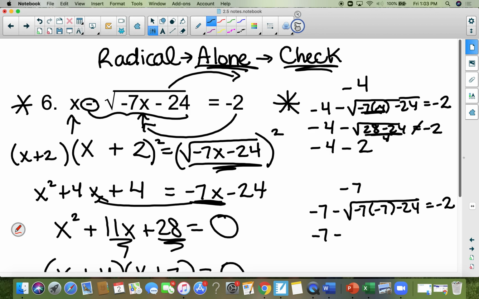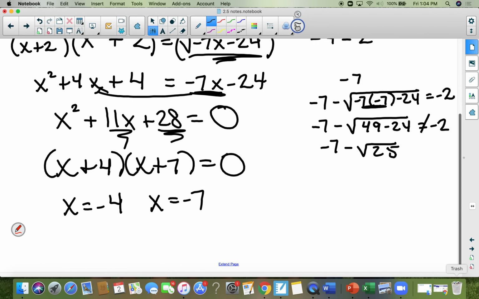Negative 7 minus the square root, 2 negatives equal a positive, so it's 49 minus 24 equals a negative 2. Negative 7 minus the square root of 49, take away 24 is 25. A negative 7 minus 5 does not equal a negative 2. So after all of this one doesn't work, and this one doesn't work. This is a no solution. You have to check your work.